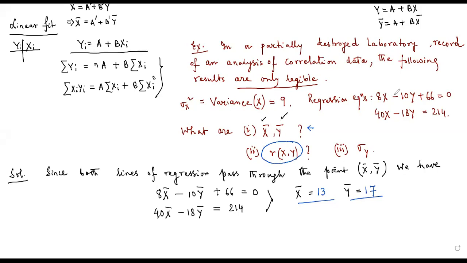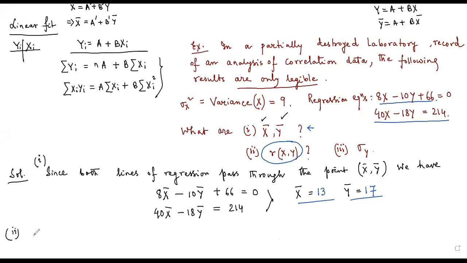Information given is that there are two regression equations. One regression equation is this, and another regression equation is that. But what we do not know is the following. We do not know which regression equation is y on x and which regression equation is x on y.